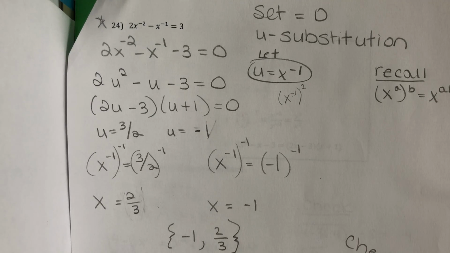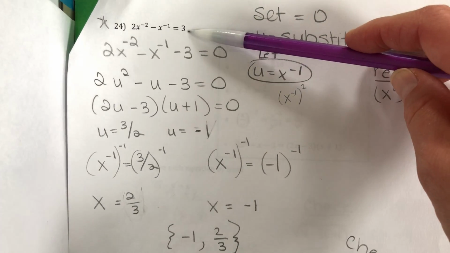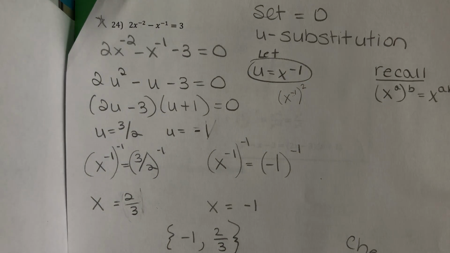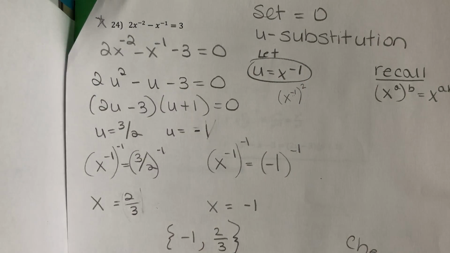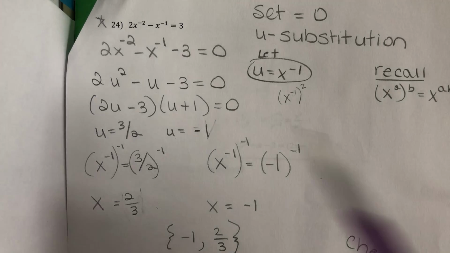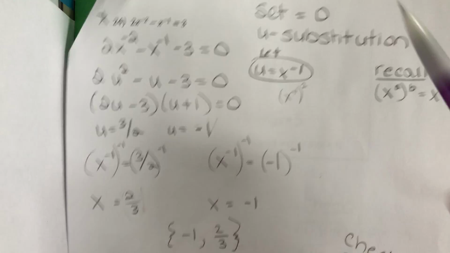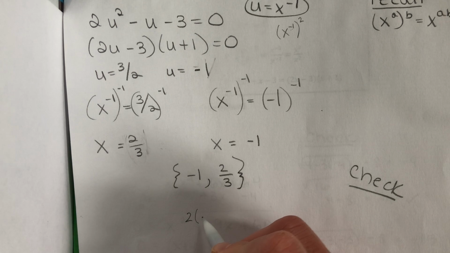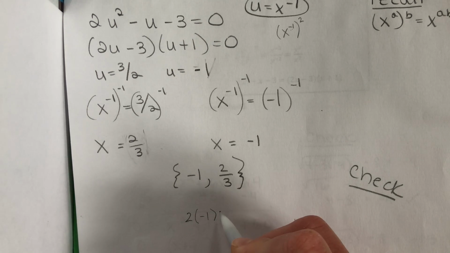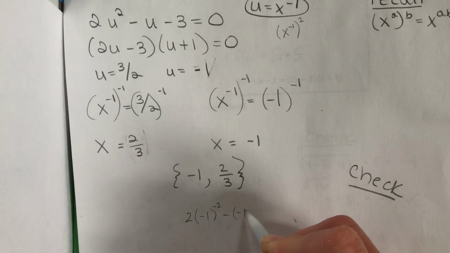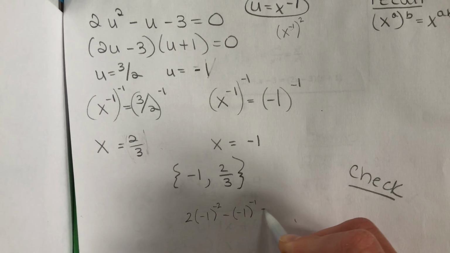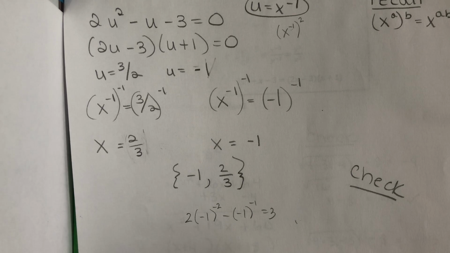And again, you do need to check, make sure you check in the original equations, always. And again, for ones like this, let your calculator do the hard work, okay? Just make sure that when you're plugging this in your calculator, you've got 2 times, make sure you use parentheses, -1 to the power of -2, like that, okay? Because if you don't use parentheses, then you're not going to get it to equal 3, for example.